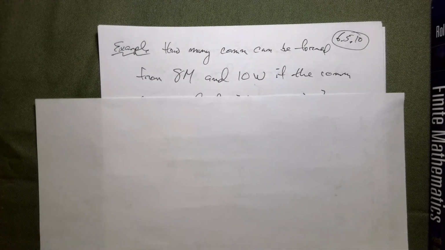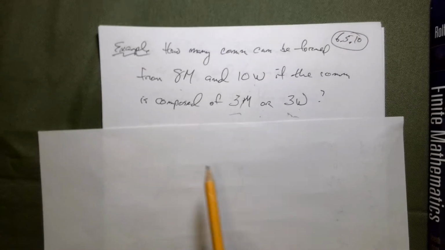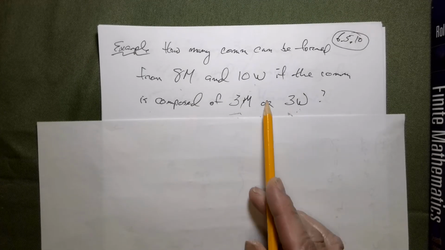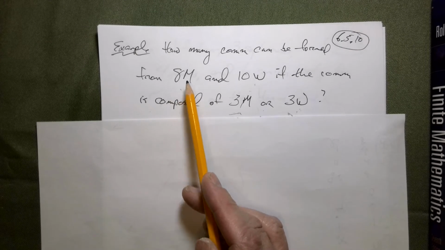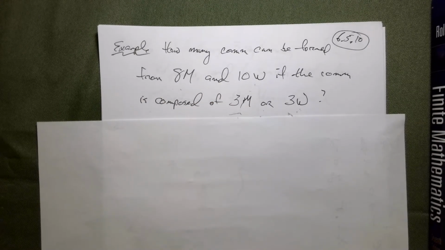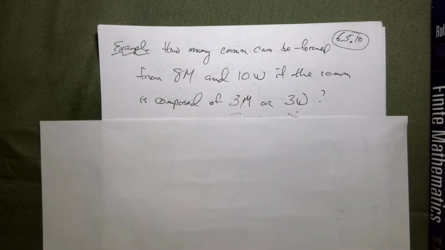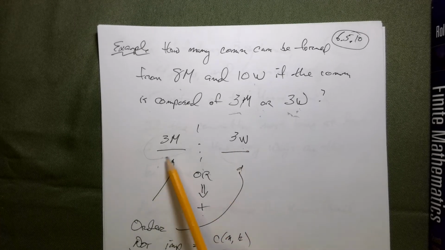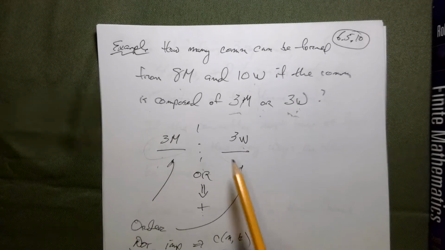How many ways can a committee be formed from 8 men, 10 women, if the committee is composed of 3 men or 3 women? Or means addition. Notice we just say 8 men. There's no distinction among the committee members. So this has to be what? Combination. Or means addition. So order is not important in either part of these committees. Or means you add this number and this number.